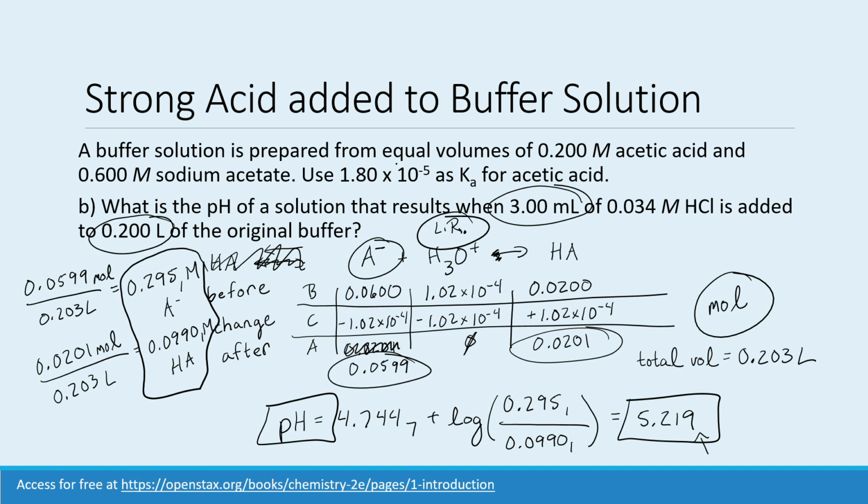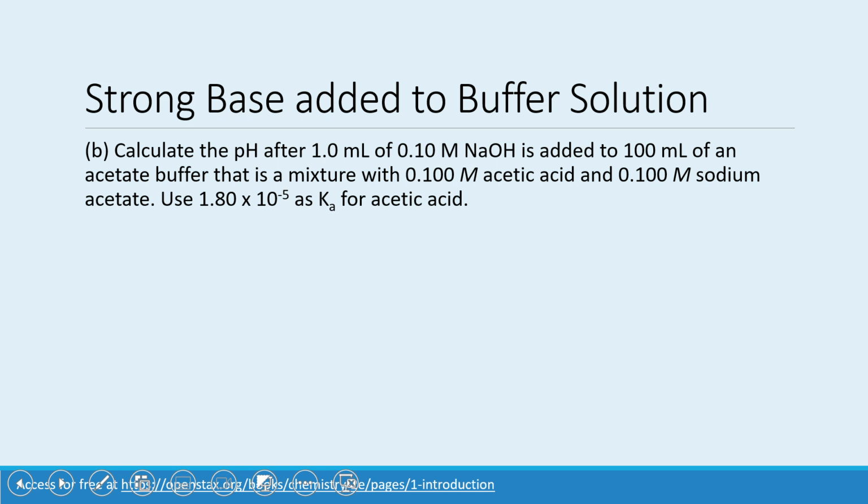And just to review the difference in the wording here. In the first example, we had a buffer solution prepared from equal volumes of a 0.2 and a 0.6. And so there we had those two solutions separate and we added them together to get that total of the 0.2 liters. But in this example, we don't have to do that because they are telling us that we have 100 milliliters of a pre-mixed solution that is 0.1 acetic acid and 0.1 sodium acetate. So no need to figure out the math on that. We can simply use the 100 milliliters of the 0.1 of each.